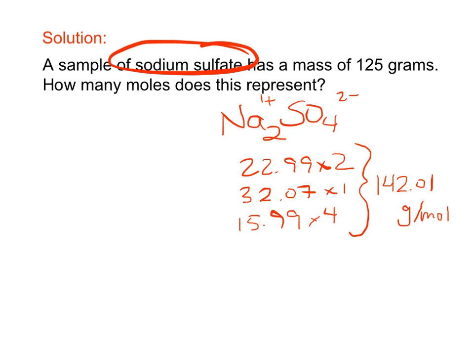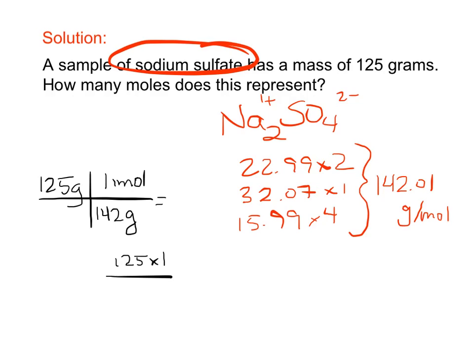So now it's a pretty simple matter of doing our little conversion. Get back to black pen. I don't know, red bothers me. So 125 grams. We know that our molar mass conversion is 142 grams of this compound equals 1 mole. Sorry, there's an extra little line in there. When we do this division problem out, we get 125 times 1 divided by 142.